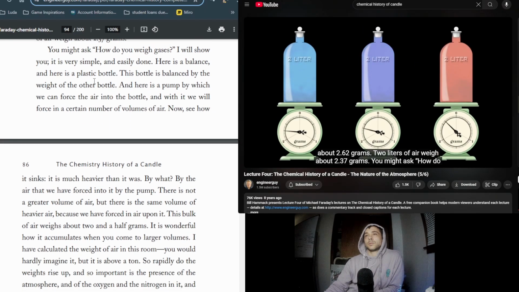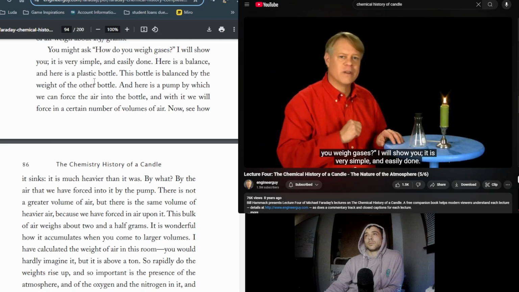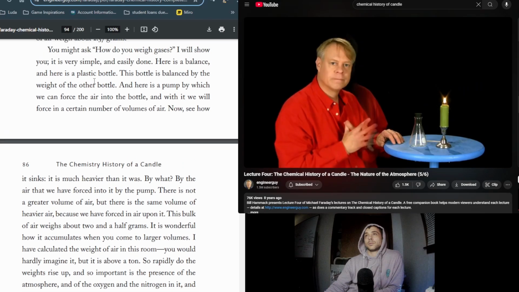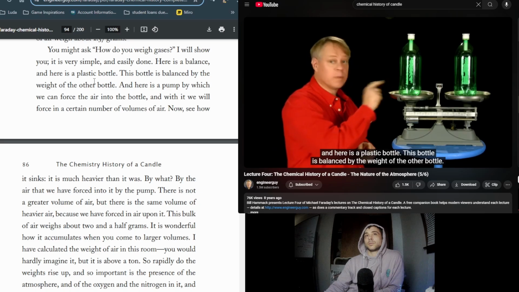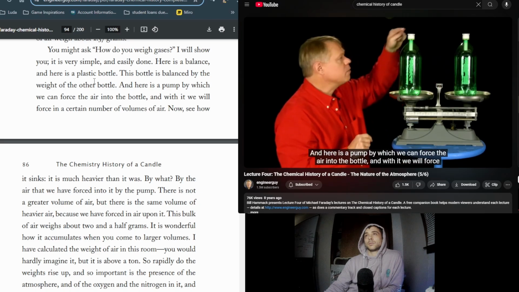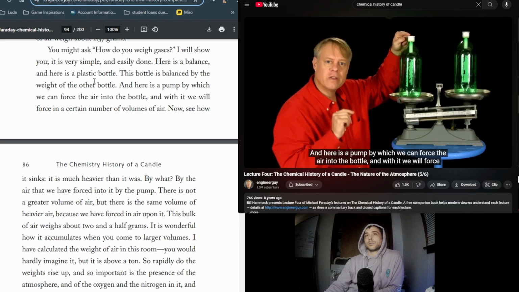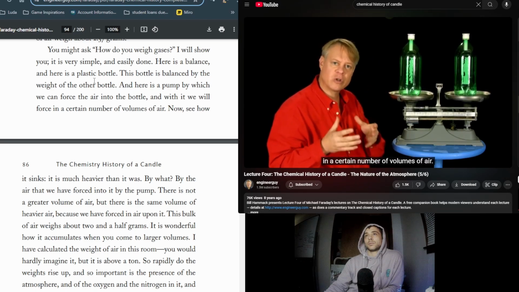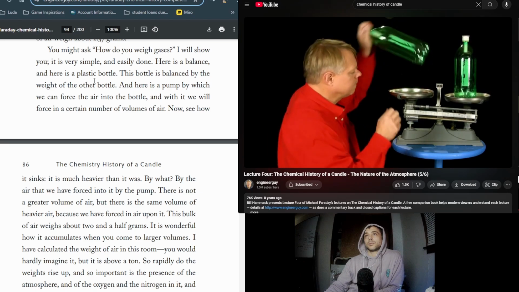You might ask, how do you weigh gases? I will show you. It's very simple and easily done. Here is a balance, and here is a plastic bottle. This bottle is balanced by the weight of the other bottle. And here is a pump by which we can force the air into the bottle, and with it we will force in a certain number of volumes of air.